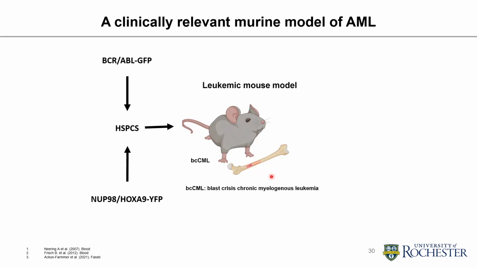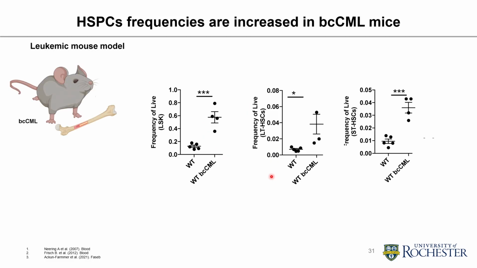Now moving on to generating our AML on chip. In our lab, we use this clinically relevant murine model of AML. It's called the blast crisis chronic myelogenous leukemia model. In this model, we take blood stem cells and transfect them with two sets of genes, BCR-ABL attached to GFP and NUP98-HOXA9 attached to YFP. And these two sets of genes are able to create a leukemia phenotype in these mice.